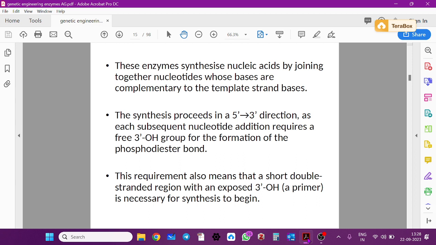So these enzymes synthesize nucleic acids by joining together nucleotides whose bases are complementary to the base template. Like I said, they synthesize nucleic acids by using nucleotides. Adenine is the base. Adenine plus the sugar, we say adenine is a base, and adenine plus sugar is known as adenosine.